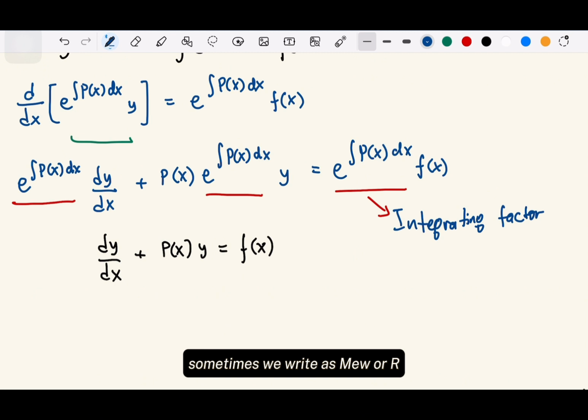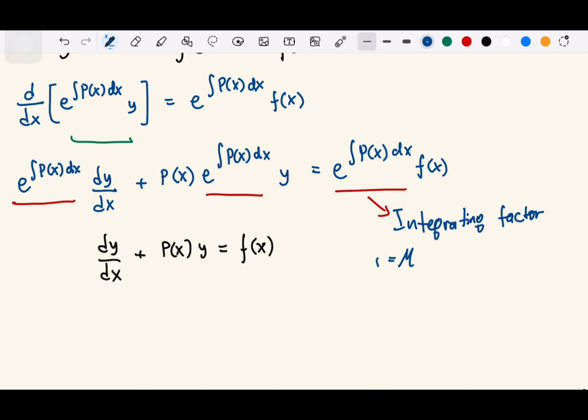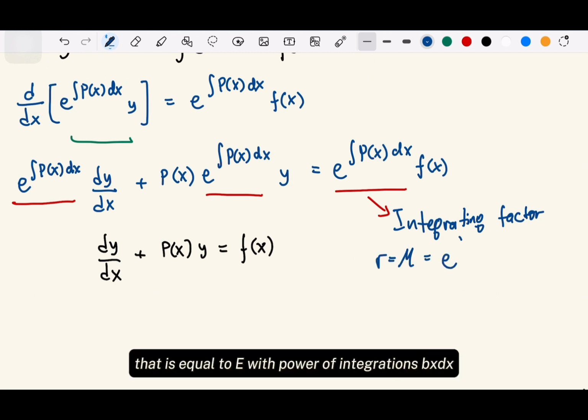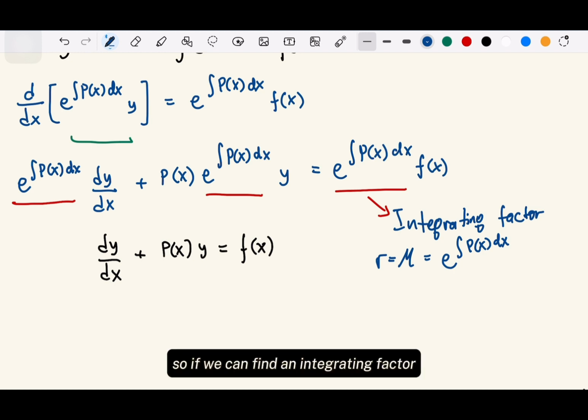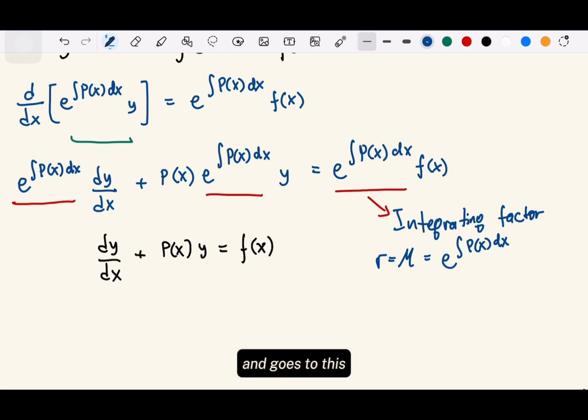Sometimes we write it as mu or r, that is equal to e to the power of the integral of p of x dx. So what's the deal? If we can find an integrating factor and multiply it to the linear equation, then we can set it up as a product rule, and move from this product rule result to this. Okay, do you get it?